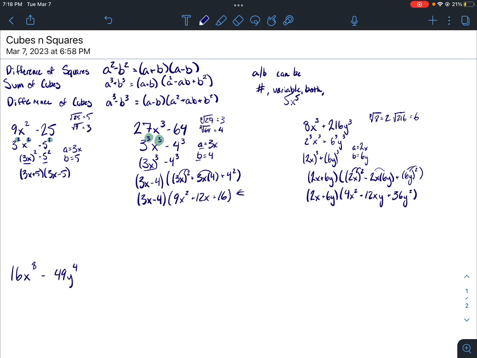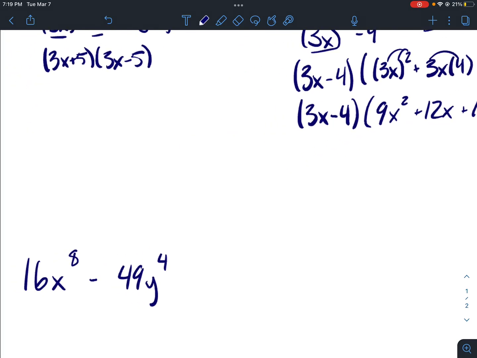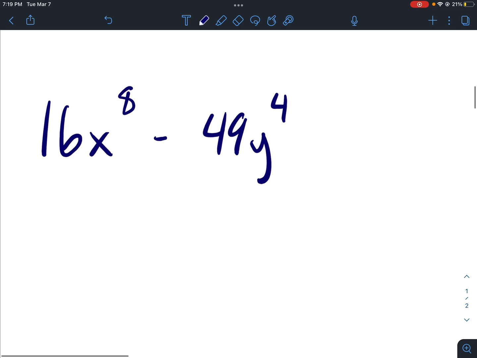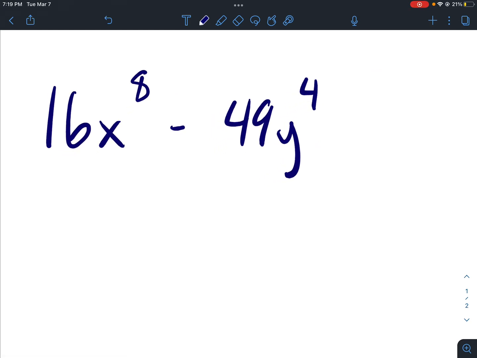Alright, so let's get on to our last and final one. This is the challenge one, and as you can see, nothing's being written in terms of cubes or squares. So what do we do? It's not that bad, I promise.